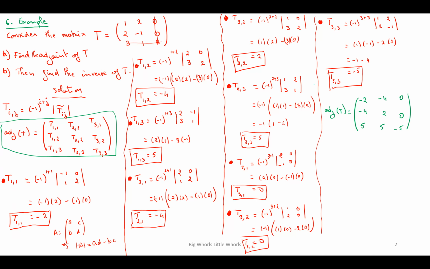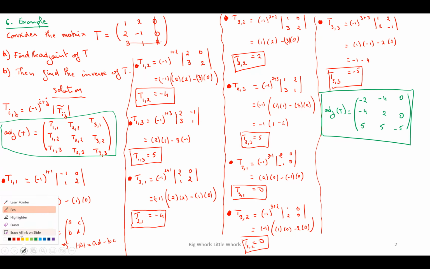So here is the adjoint of T. Okay, so we have minus 2, minus 4, 5, minus 4, 2, 5, 0, 0, minus 5. Now, okay, so this was part A, to find the adjoint of T.